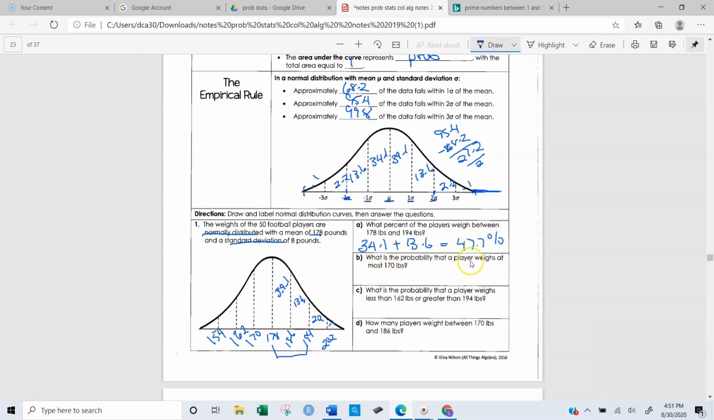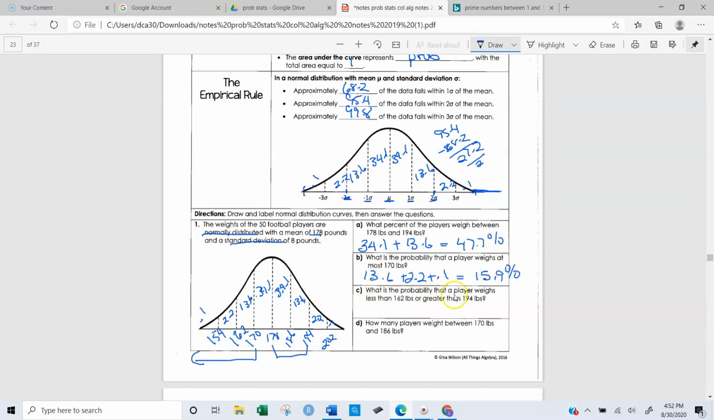What's the probability that a player weighs at most 170? So that's 170 or less. So this guy all the way down. So I've got to add all those up. So if you need to plug these in, please do. 34.1, 13.6, 2.2, and don't forget your 0.1. So from 170 down means I have to add the 13.6 plus the 2.2 plus the 0.1, and that probability will be 15.9% that they'll weigh that much.